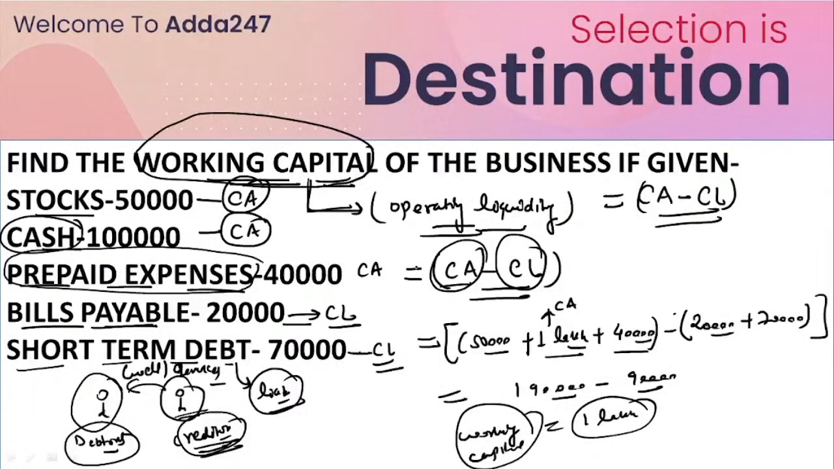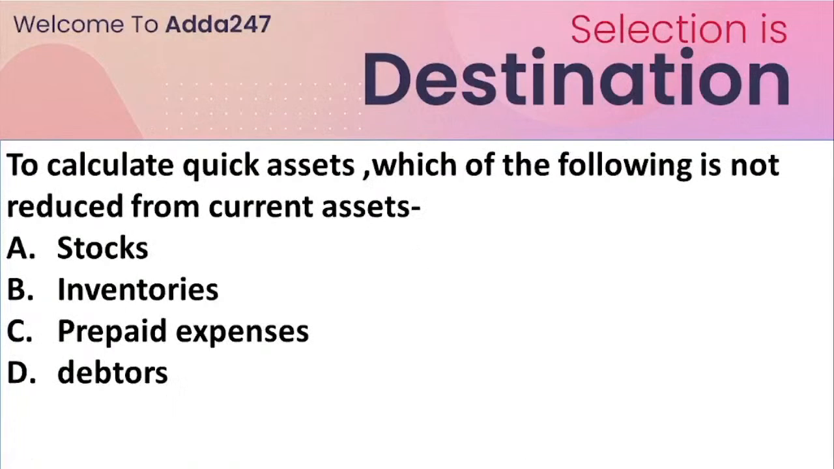Now the next question: to calculate quick assets, which of the following is not reduced from the current assets? In this question, you first have to understand what current assets are given, and from these current assets, which is not reduced for calculating the quick asset. So you first have to categorize all the particulars into current assets as well as quick assets.